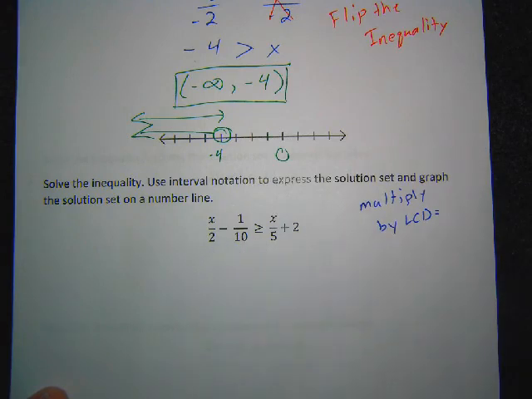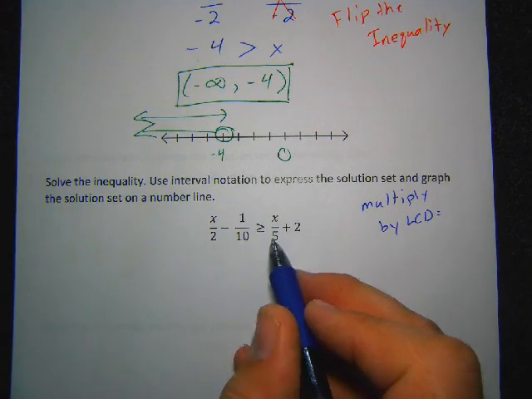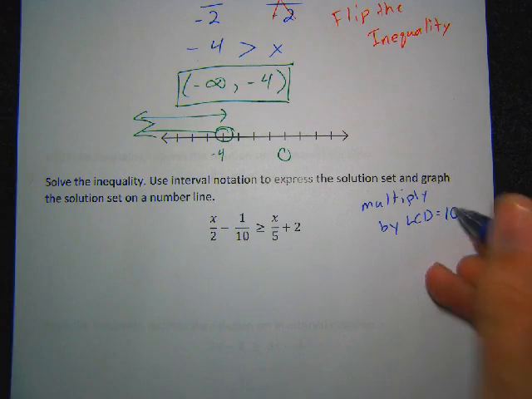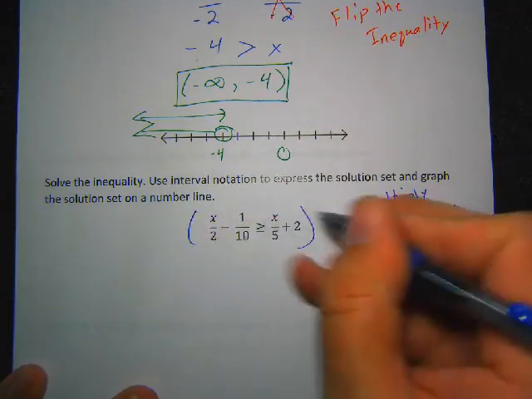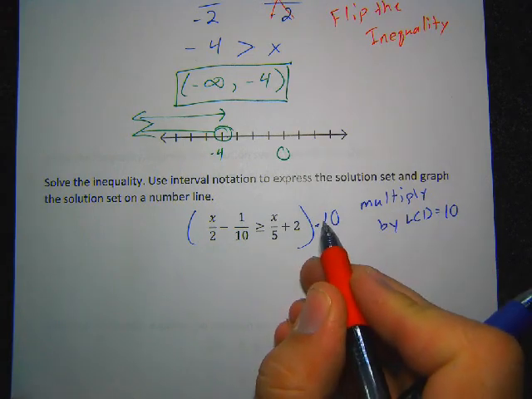2, 5, and 10, they all go into 10, right? 2 goes into 10, 10 goes into itself, of course. 5 goes into 10, so 10 is your LCD. So we're going to multiply everything here times 10, because doing that will just get rid of all the fractions. It's always nice to just make the fractions go away and make it a problem with no fractions. I don't know about you, but I know most of my math students prefer not to have fractions.